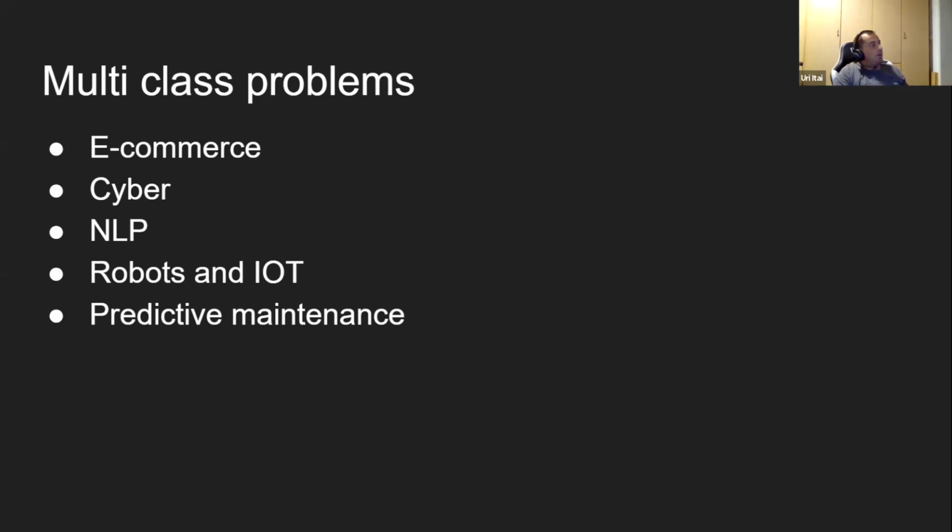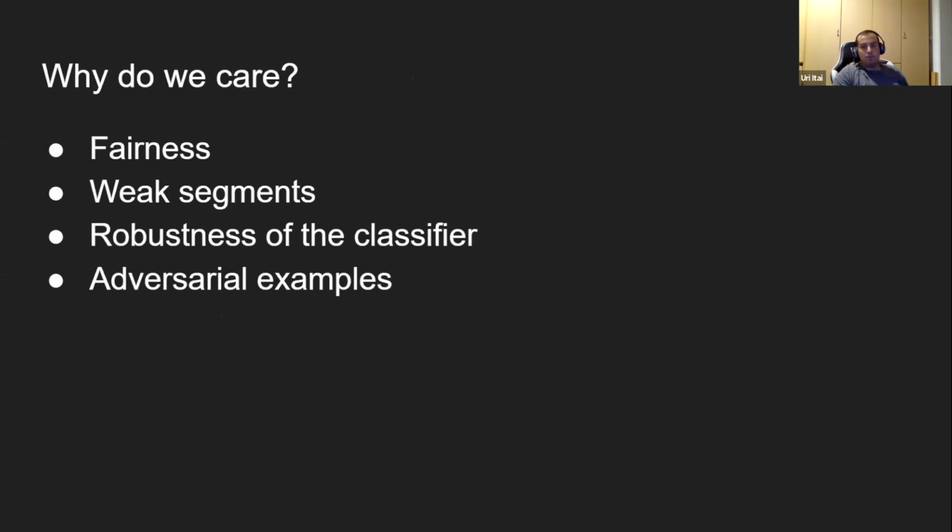Another thing that is interesting: fairness. Say for some reason you're not fair to one of those classes, if there's a weak segment, like those two, it's very important. Robustness of the classifier: if the classifier, for some reason, forgets one of the classes or just deprecates it, you want to be sure. And another thing, if you have a weak section, it could be a very good start if you're interested in adversarial examples.